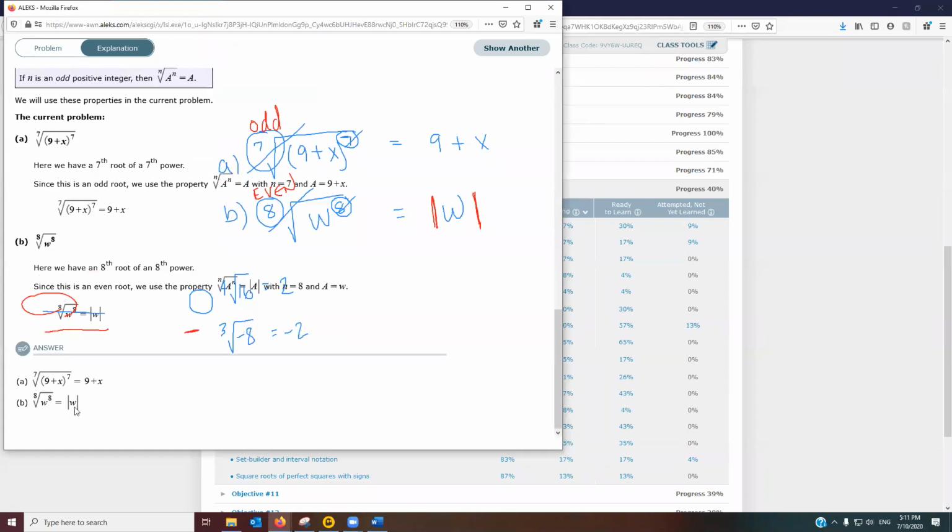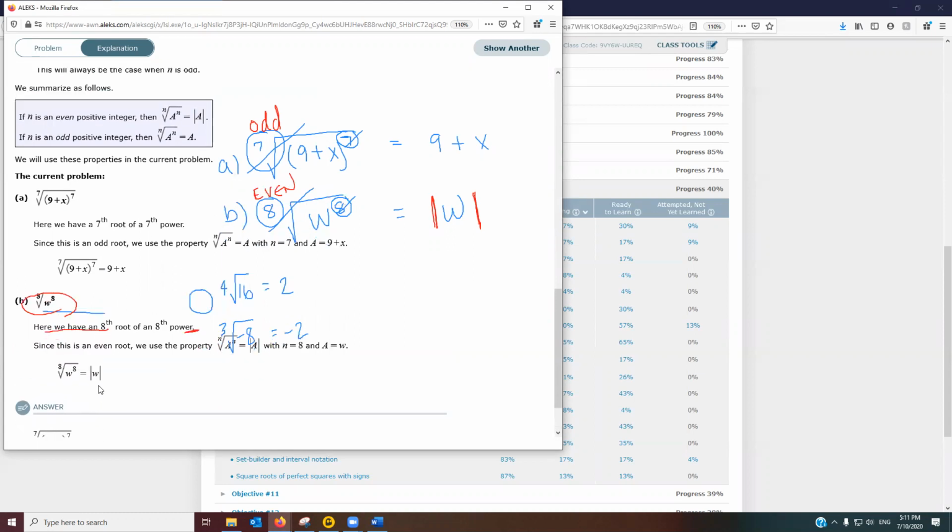Okay, so notice down here on the answers, 9 plus x, I didn't use absolute values, but on the W, I did. And the key is this box right here. If the root is an even integer, you need absolute values. If n is an odd integer, you don't need it.